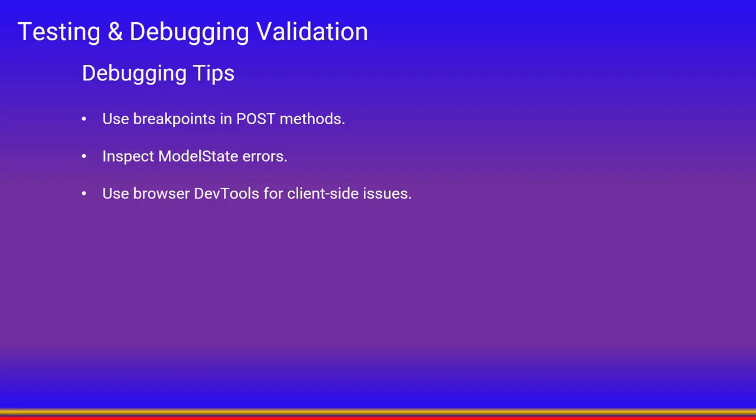Debugging validation is straightforward if you know where to look. Set breakpoints inside your POST method and inspect ModelState. It contains error messages for every failed validation rule. On the client side, open browser dev tools to check if JavaScript validations are firing correctly. With the right tools, you can quickly pinpoint issues.